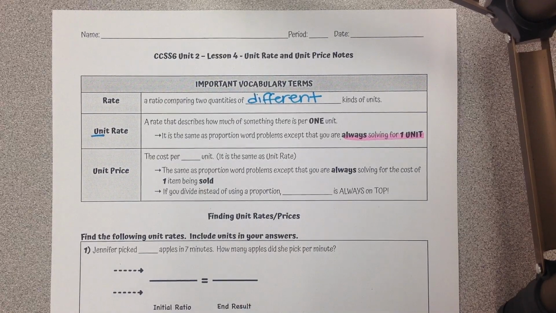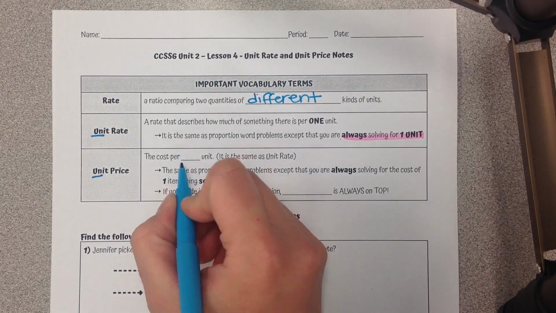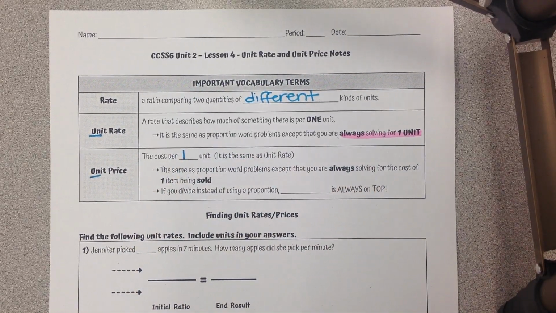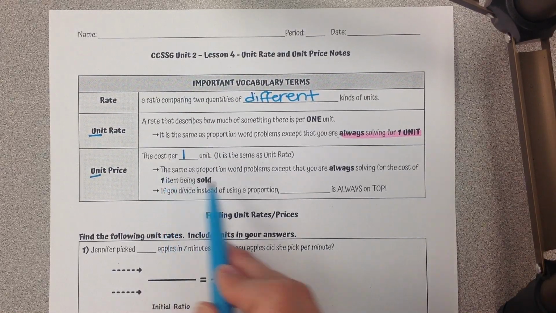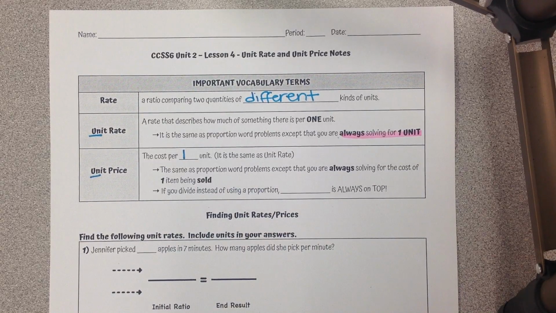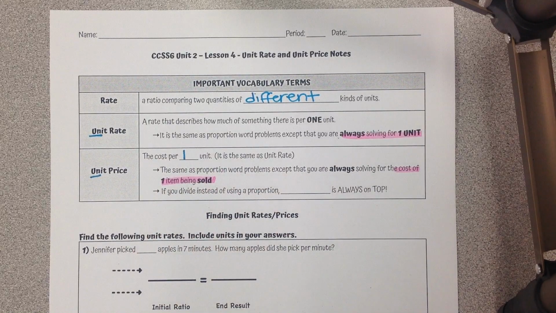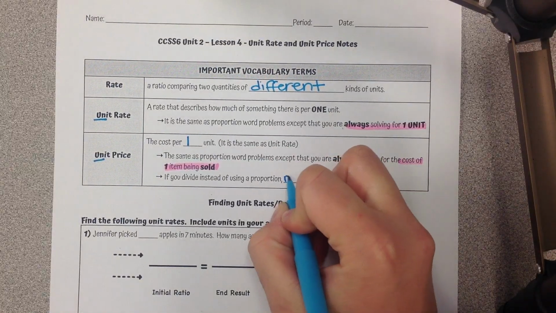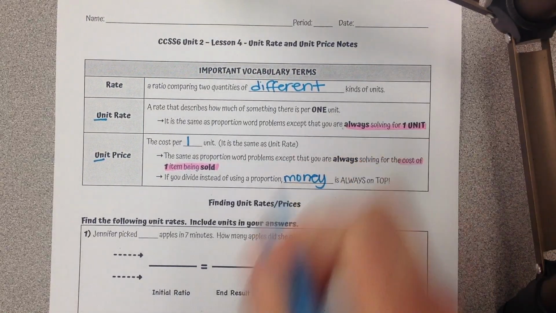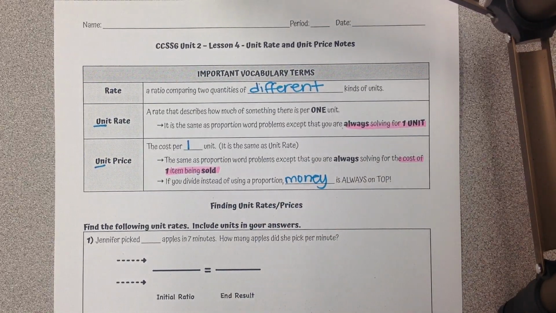Okay? Then we have unit price. So again, unit, we're looking at the cost per 1 unit. It's the same as unit rate, except we're talking about money. Okay, so again, it's the same as a proportion word problem, except you are always solving for the cost of 1 item being sold. Okay, if you divide instead of using a proportion, it's really important that money always goes on top. We're going to teach you to solve them using a proportion because you're less likely to make mistakes that way.